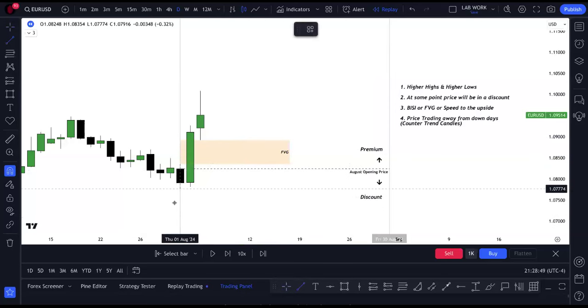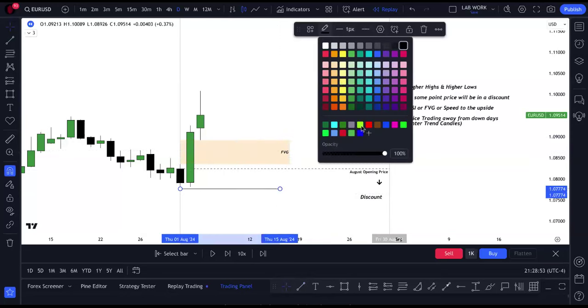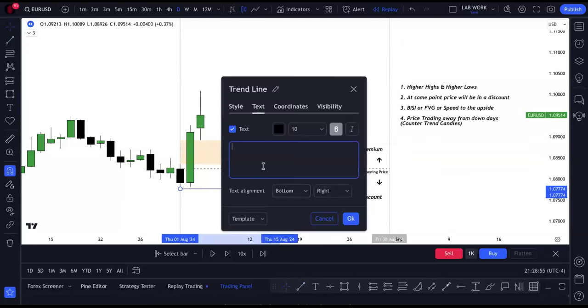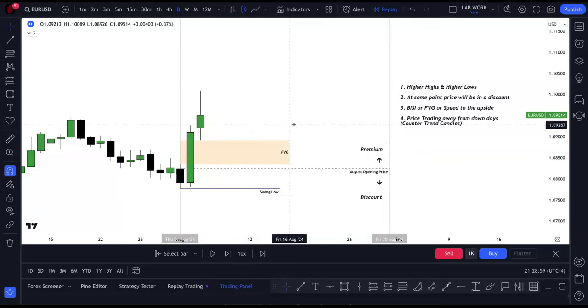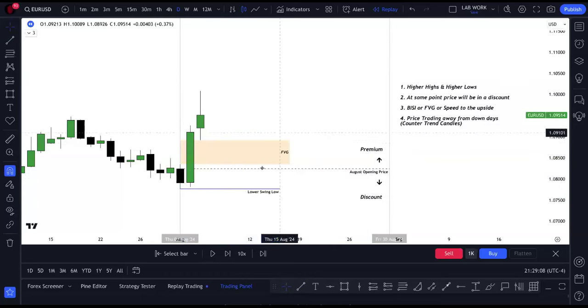So far, what we got? We got a swing low. Make it blue. We'll just say swing low for now, because we don't know if it's a higher or lower one. Technically, it is a lower one compared to this one. So let's just say it's a lower swing low. Great. Let's keep playing it forward.